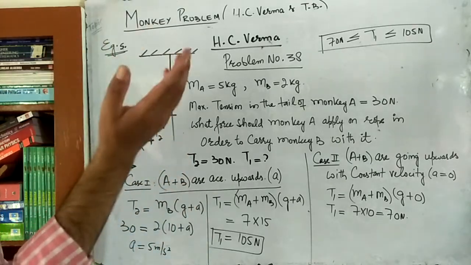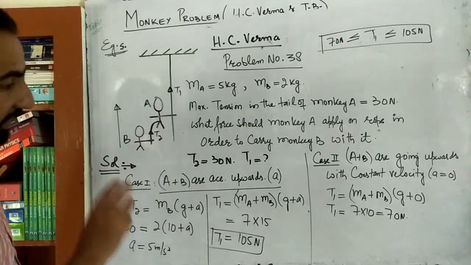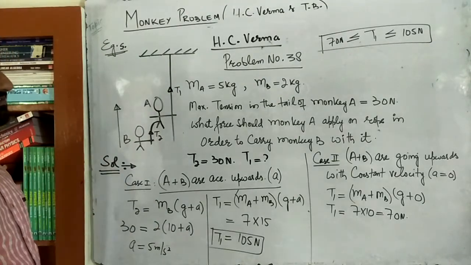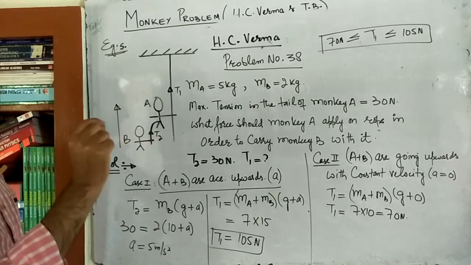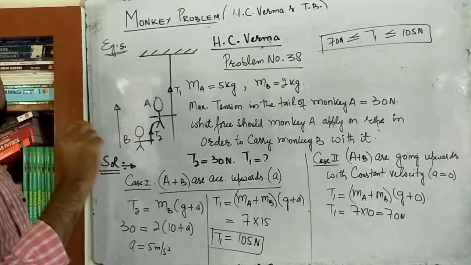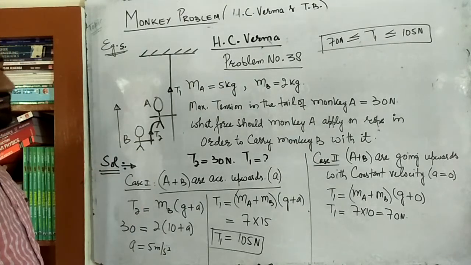T1 cannot be greater than 105 Newton. It cannot be less than 70 Newton. So, a highly conceptual problem. That's why HC Verma is very important. Each problem clears a concept. It discusses a concept in detail, in length and breadth. So you pause the screen and write it down, and appreciate HC Verma as well.